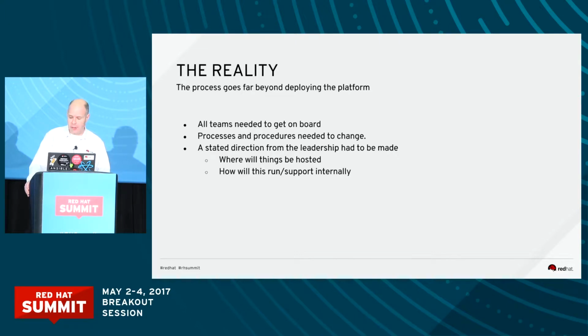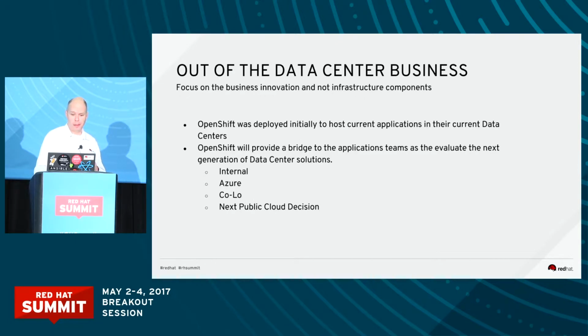The processes and procedures need to change. We'll talk about this in a little more depth. You cannot just leave these same processes in place. You can't deploy OpenShift and then wrap your own existing processes around it. It won't work. Well, technically it will work, but it won't be beneficial to you. And then really the stated direction the leadership made. Where things were hosted, how they run it internally, and who owned what function all had to be determined. All those walls that they had built up over time had to be broken down. And that's not something that's done overnight. So all those came into place.